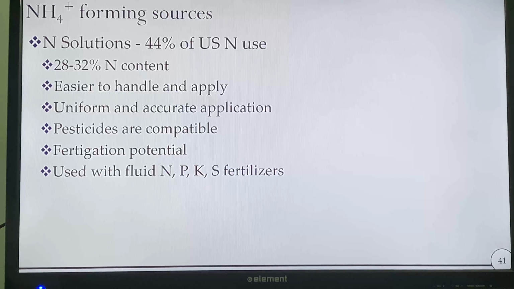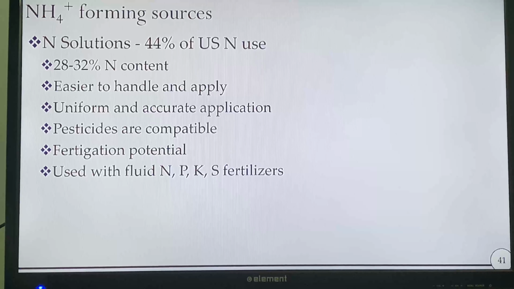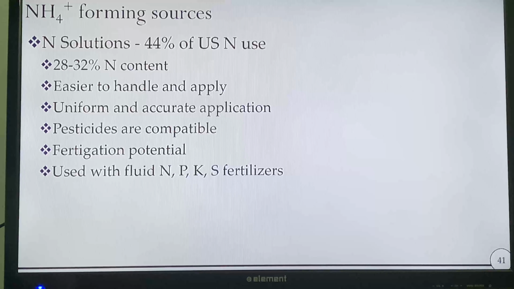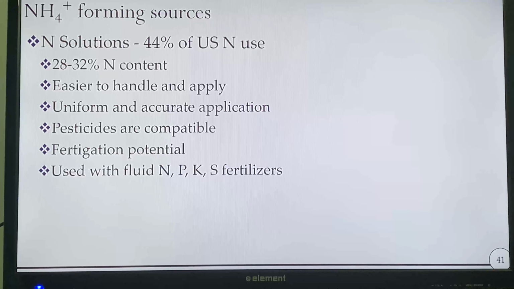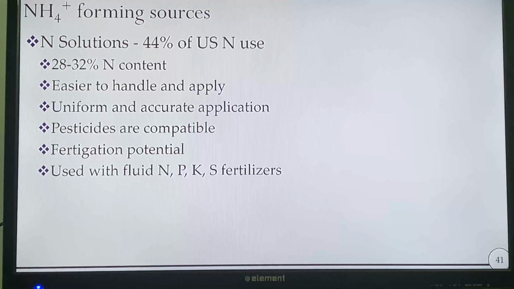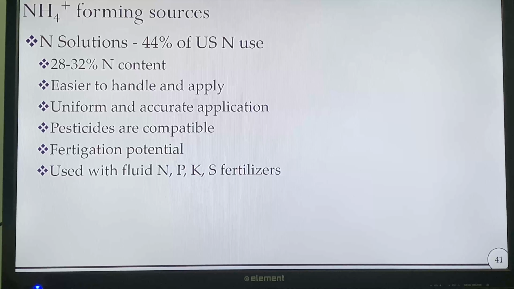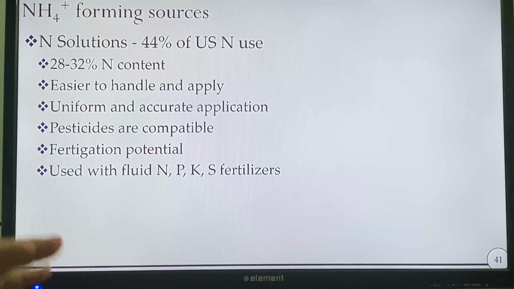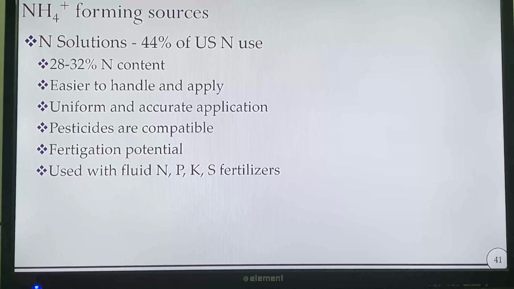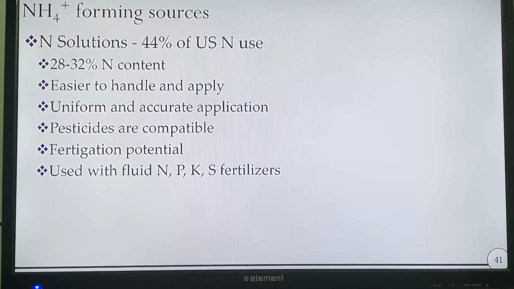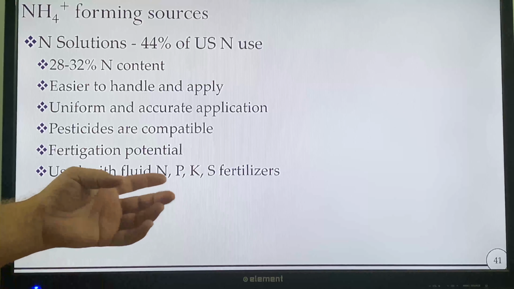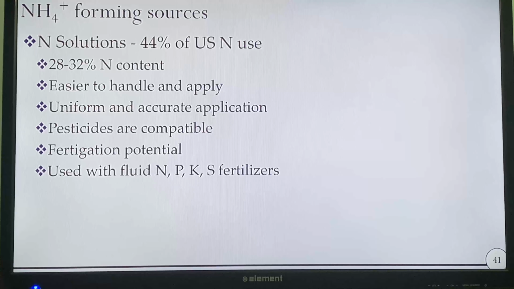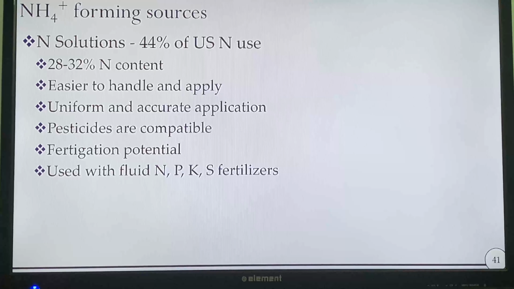Next we have our nitrogen solutions. This is going to be our liquid UAN. About 44% of the nitrogen use is through UAN, and the reason that we do this, we can apply that as a banded application, which puts that nitrogen right where it needs to be, not in the furrow where the plant roots aren't really. We can cover those slits up, we can minimize the volatilization, and we can improve our nitrogen use efficiency. We can also apply some pesticides with this because it is liquid. We can also apply this through fertigation, and we can add other liquid fertilizers to this solution and improve our application efficiency.